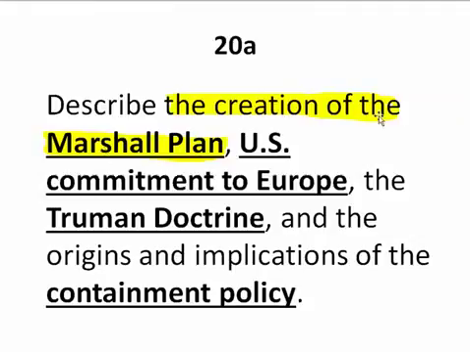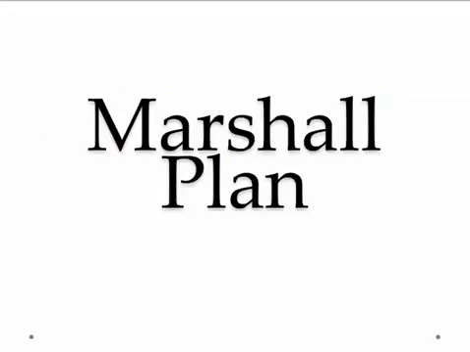All right, describe the creation of the Marshall Plan, and this is going to be part of Truman's containment that he got from Keenan, and he's going to use the Marshall Plan as a way of putting money into Europe to get it to resist the spread of communism there. So let's look at the Marshall Plan.